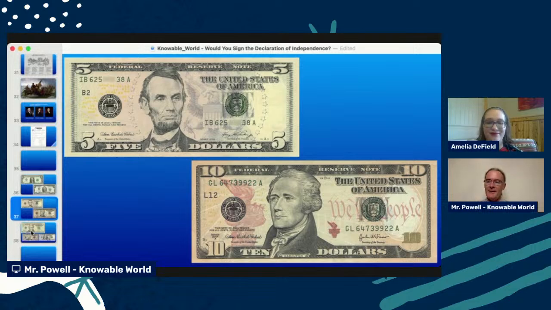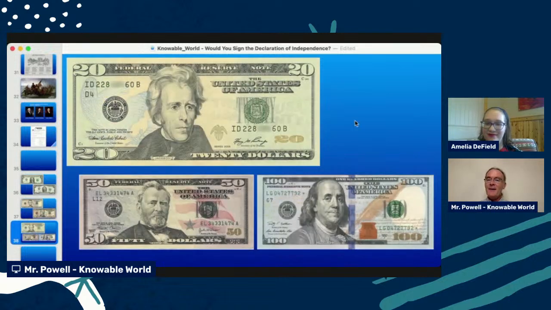So you can draw that line. Alexander Hamilton is on the money. And then we have Andrew Jackson, who was the 7th president, so not considered one of the founding fathers. He's on the 20. Ulysses S. Grant, much later president after Abraham Lincoln. He's on the 50. And then we go back to Benjamin Franklin. So we got a line from Ben Franklin to is on the money. All right, so that's just the fun part, okay? Let's get back to the serious part about the Declaration of Independence.